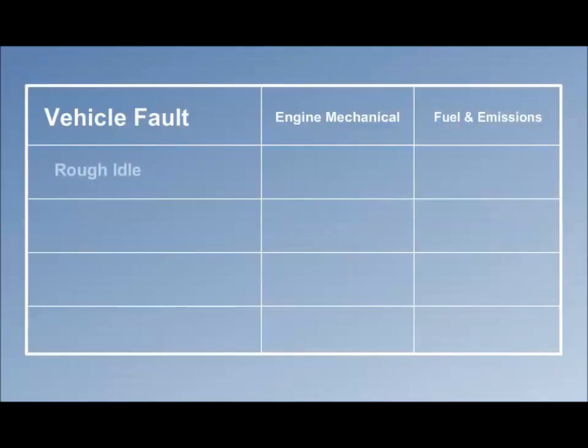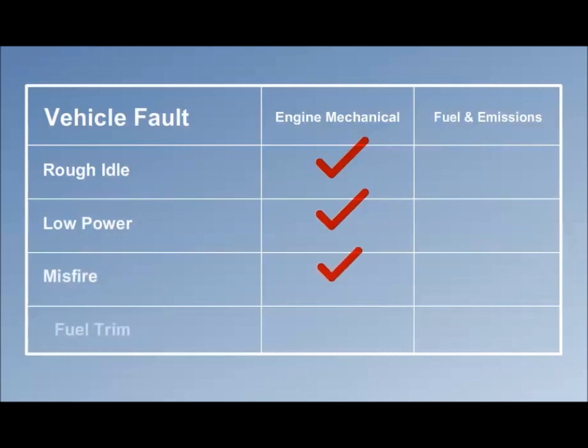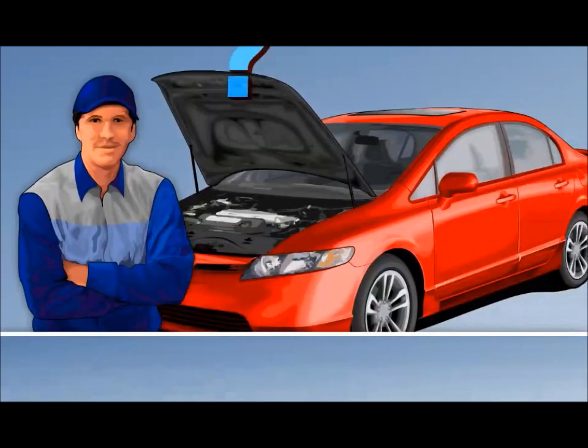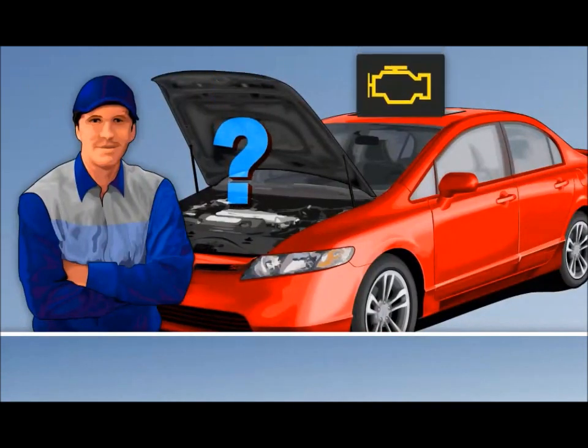Engine mechanical problems can cause a rough idle, low engine power, misfire, or fuel trim problems. Unfortunately, each of these problems also point to a fuel and emission control system fault. Because of this, when technicians see drivability problems, they must decide if they are dealing with a mechanical fault or a fuel and emissions fault.